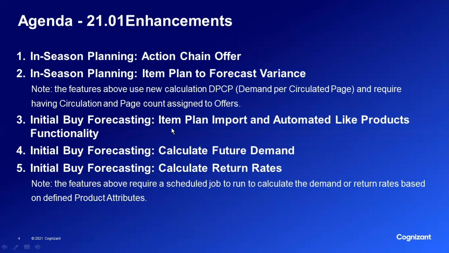Then we will go through 4 different features in terms of initial buy forecast. The first one will be the item plan import and automated like product functionality that we've introduced. We'll get into new features around calculating future demand, as well as calculating return rates. Another one with the return rates here, this feature does require a scheduled job to run and to calculate the demand or any of the return rate based off of the product attributes defined. So if that's something you want to get started, you'll just have to reach out to our support team and we'll have to get all of that coordinated with you.